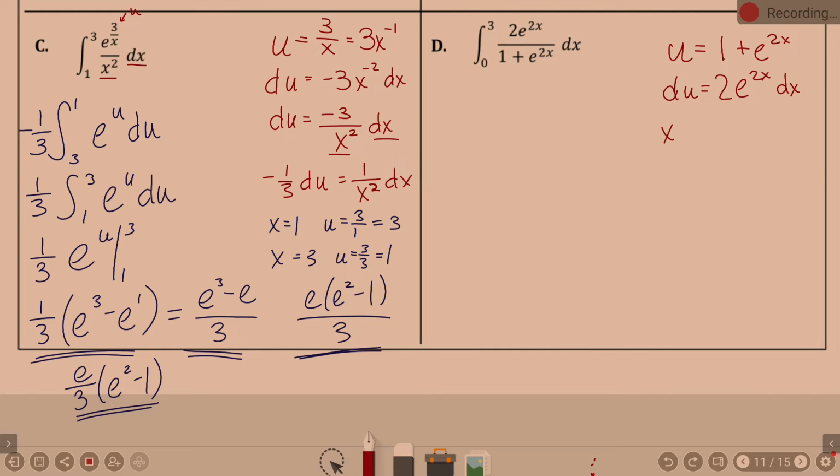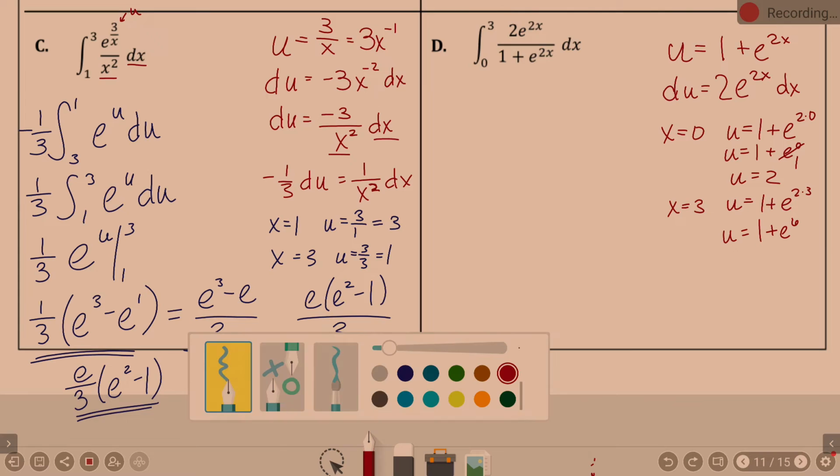If I change my variables, when x is 0, u is going to be 1 plus e to the 2 times 0. 1 plus e to the 0, which is 1. So u is 2. When x is 3, u is 1 plus e to the 2 times 3. Yuck. 1 plus e to the 6th. But the good news is it'll be an easy plug-in.